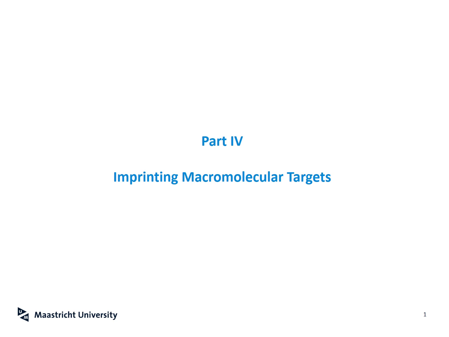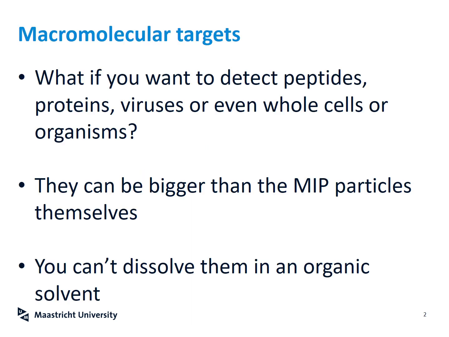In the previous part of the lecture, we discussed how to synthesize MIPs and how to use them in sensors. However, we mainly focused on the synthesis of receptors for small molecules, chemicals such as hormones, neurotransmitters, drug molecules, pesticides. What happens if you want to imprint a bigger entity? What happens, for instance, if you want to detect bigger entities such as peptides, proteins, viruses, or even whole cells or organisms such as bacteria?